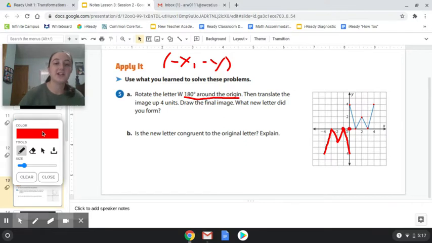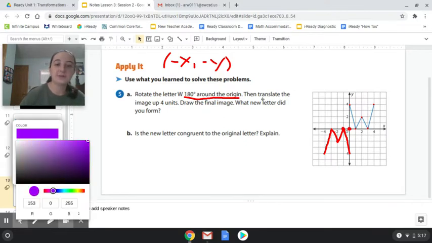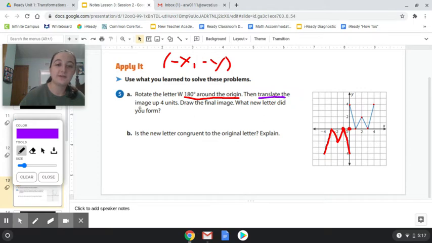Next, it's asking us to translate the image. So now we're going to translate it up 4 units. So we're going to take our new figure and translate all the points up by 4. So this one up 4, so we'll go up here. So 1, 2, 3, 4. This point up 4 is 1, 2, 3, 4. This point up 4, again 4. And this point up 4 will be right here. And then we connect our dots here.